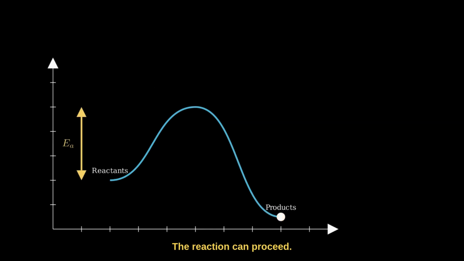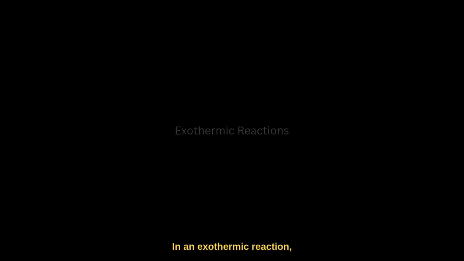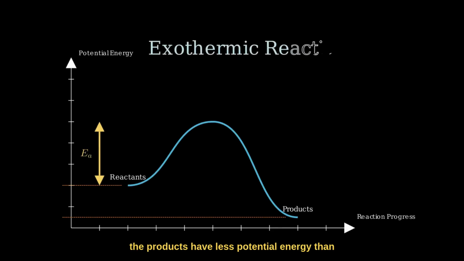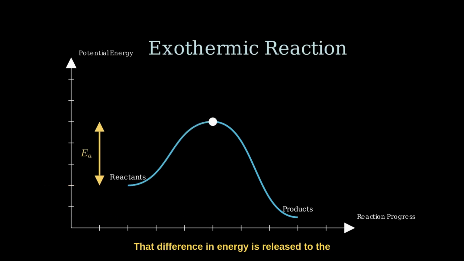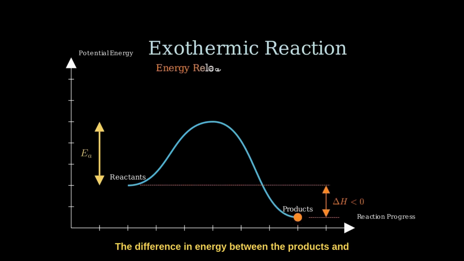The reaction can proceed. In an exothermic reaction, the products have less potential energy than the reactants. That difference in energy is released to the surroundings, usually as heat. This is why a fire feels hot. The difference in energy between the products and reactants, or enthalpy change, is negative because the system released energy.